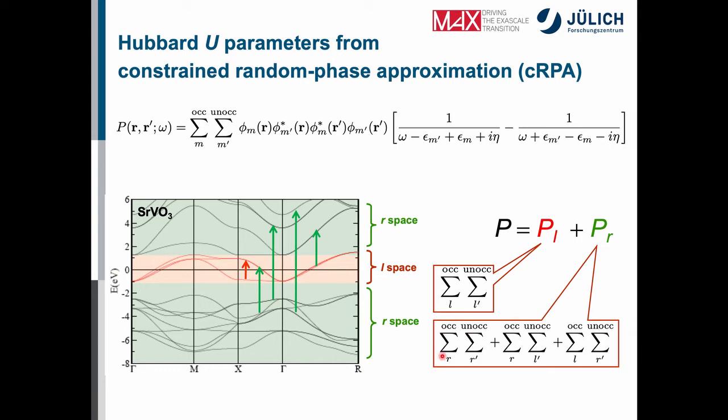P_R then describes the screening processes of the electrons outside the correlated subspace. We want to eliminate P_L because the screening of the electrons in the correlated subspace is supposed to be treated within the Hubbard model. In other words, if we did not eliminate P_L, we would have double counting of screening processes.